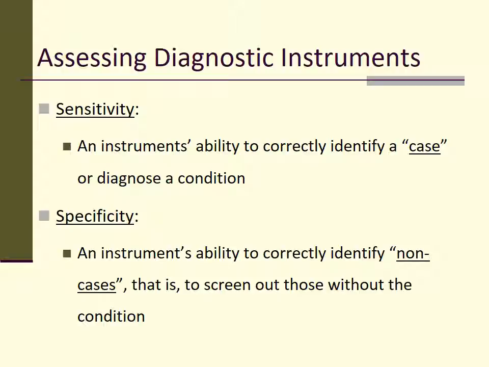Sometimes one needs to assess and screen diagnostic instruments. This is generally done by assessing the sensitivity and specificity of the instrument. Sensitivity is the instrument's ability to correctly identify a case or diagnose a condition. It's the ability to determine who will have the trait of interest. Specificity is the instrument's ability to correctly identify non-cases, that is, to screen out those without the condition or to identify those who will not have the trait of interest.